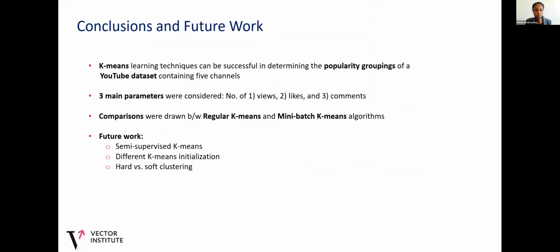So now in terms of moving forward, it was found that this approach was successful in grouping the data using the three main parameters of views, likes, and comments, as well as comparing the regular k-means with the mini batch. Future work can look at maybe a semi-supervised approach and perhaps including more statistics into the data set, as well as different k-means initialization. And lastly, comparing hard versus soft clustering studies can be carried out as well.